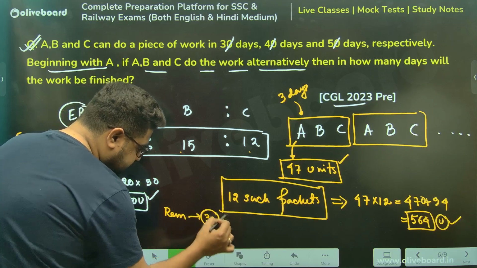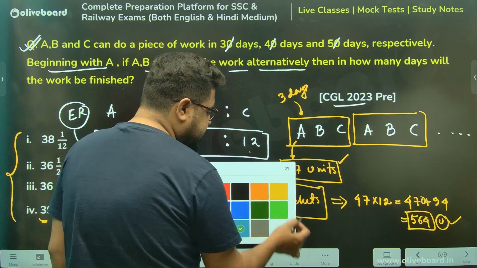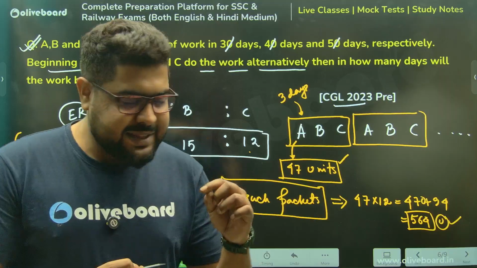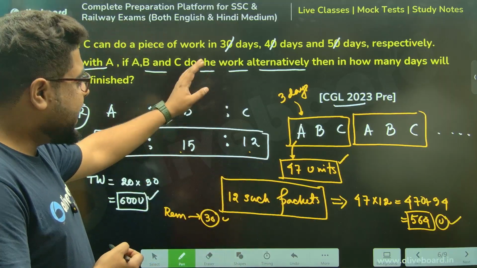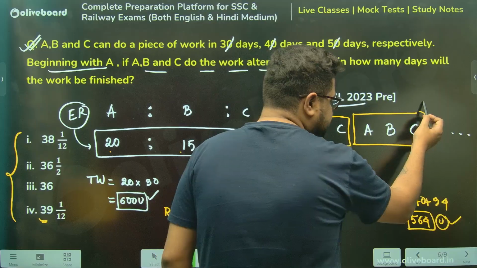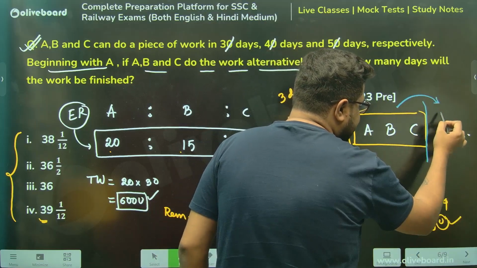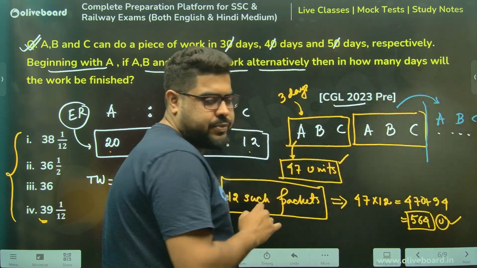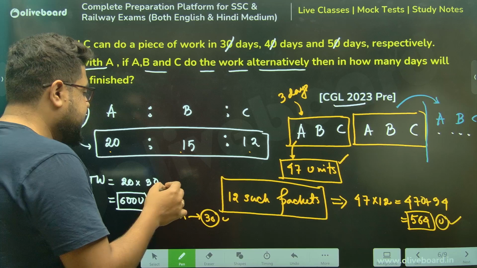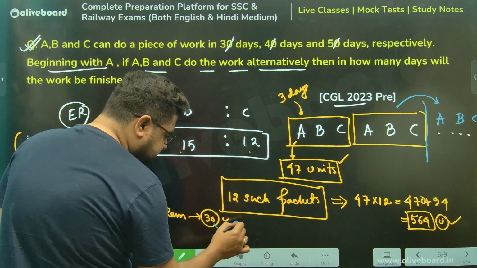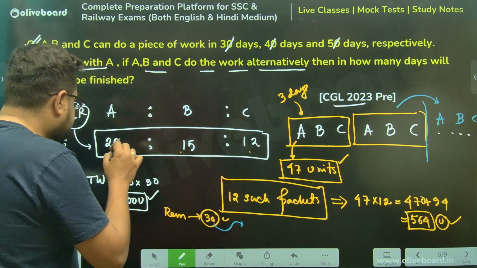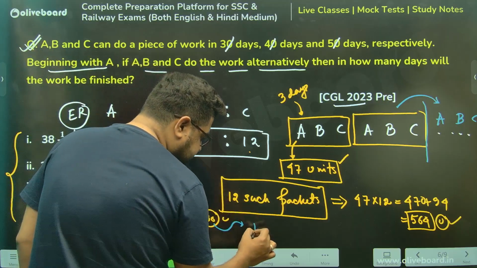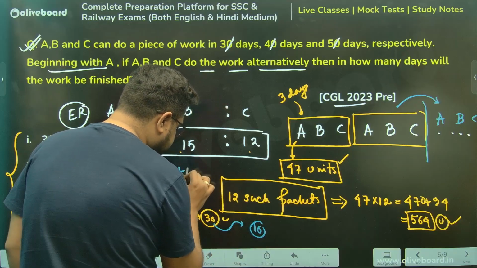Now, this is where the real game starts. Who will do this 36 units? After a packet ends, next day who will come? A, next to that day B, then C, and so on. First day, out of this 36 units, A will come and complete 20 out of those 36 units. So 20 done, 16 remaining, one extra day.